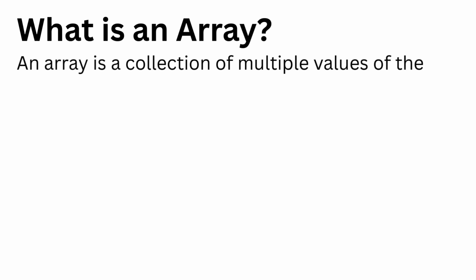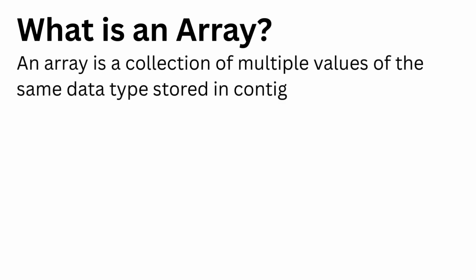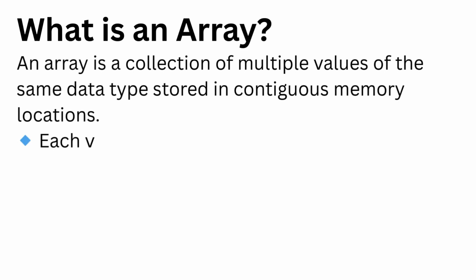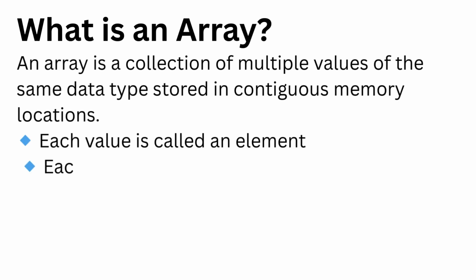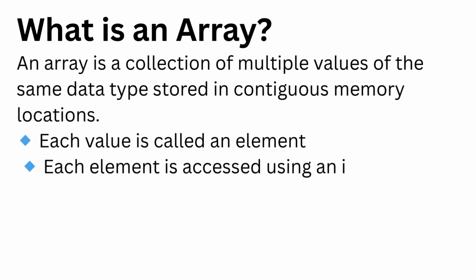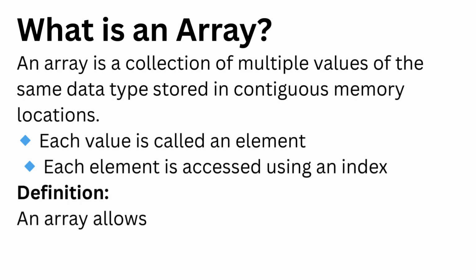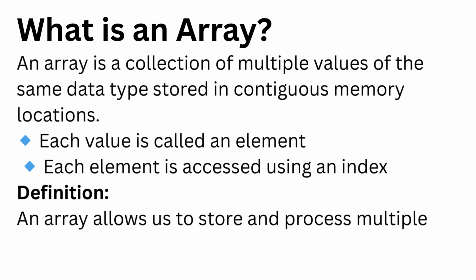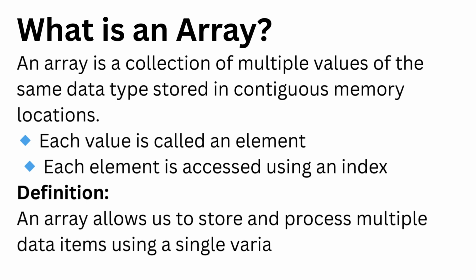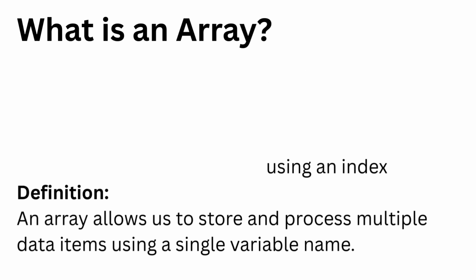An array is a collection of multiple values of the same data type stored in contiguous memory locations. Each value is called an element, and each element is accessed using an index. So, an array actually allows us to store and process multiple data items using a single variable name.